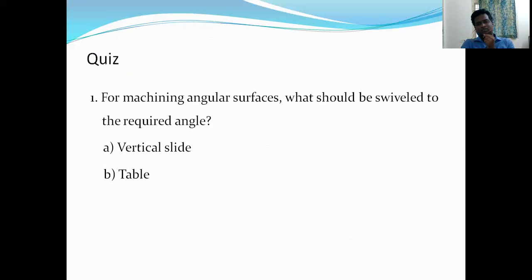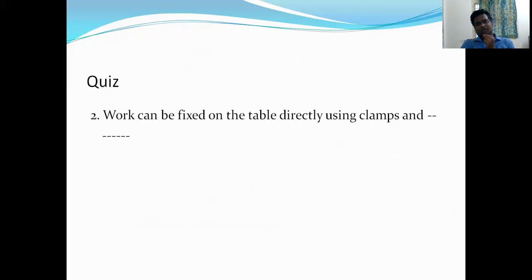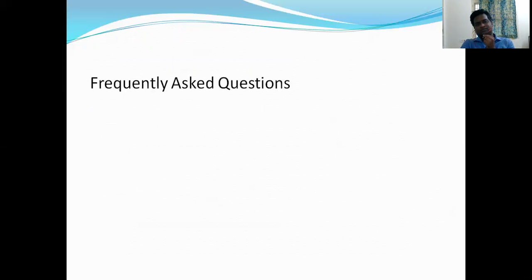For machining angular surfaces, what should be given to the required angle? The vertical slide. Work can be fixed on the table directly using clamps and bolts. The main purpose of angular planing is to make dovetails.